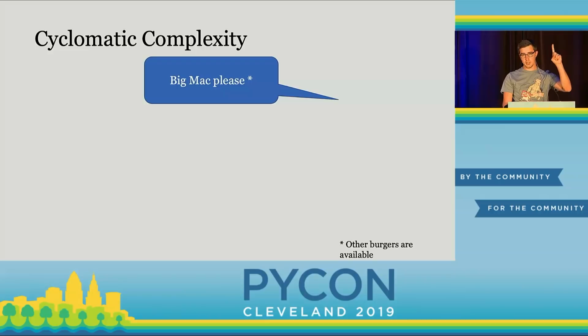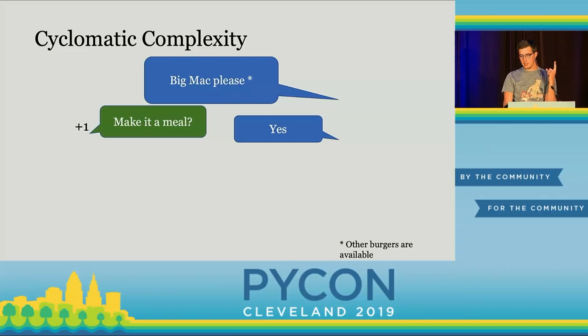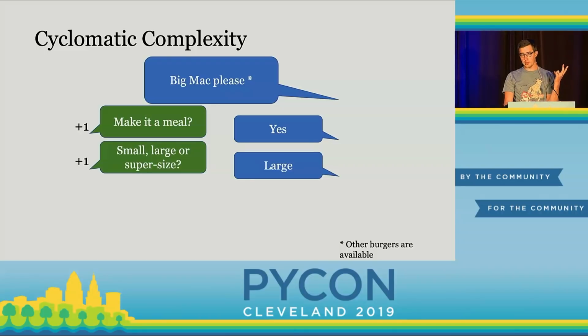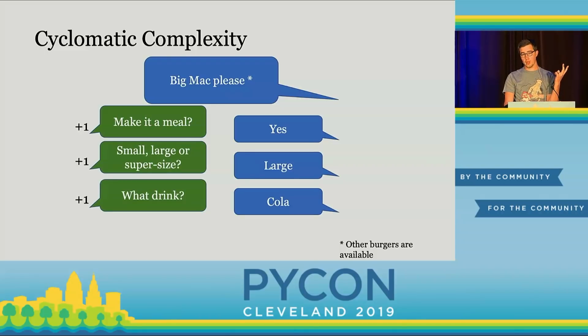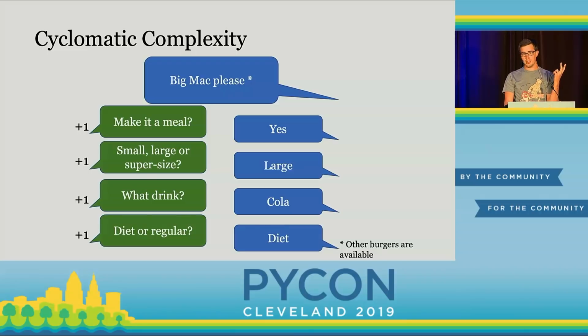You've made one decision. They then asked you, do you want to make that a meal? So that increases the complexity by 1. They then say, what size do you want? That's another 1. What drink would you like? And then if you want diet or regular Coke with that. So the cyclomatic complexity of ordering a Big Mac from Macca's is 5. So if you imagine you went to McDonald's and they asked you 16 different questions, at which point would you say it got really complicated?